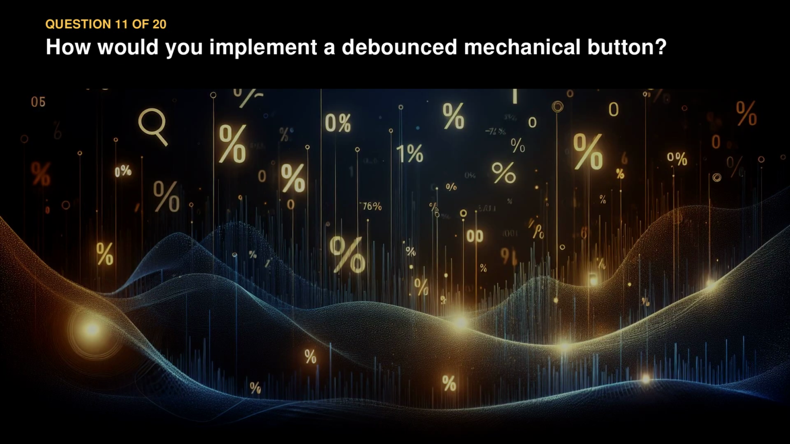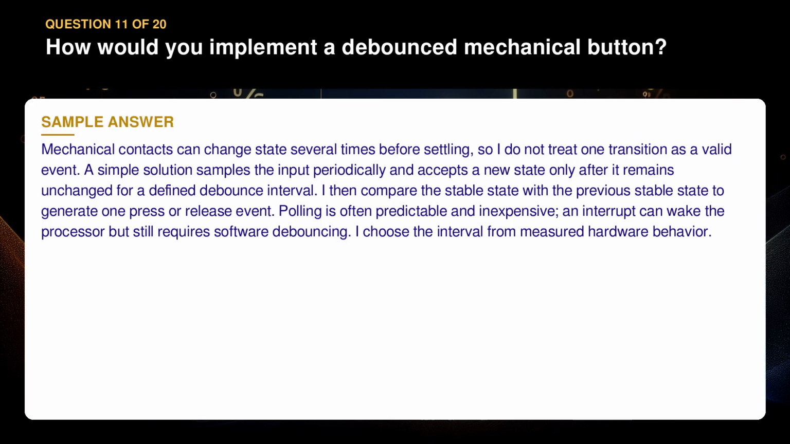Question 11. How would you implement a debounced mechanical button? Mechanical contacts can change state several times before settling, so I do not treat one transition as a valid event. A simple solution samples the input periodically and accepts a new state only after it remains unchanged for a defined debounce interval. I then compare the stable state with the previous stable state to generate one press or release event.